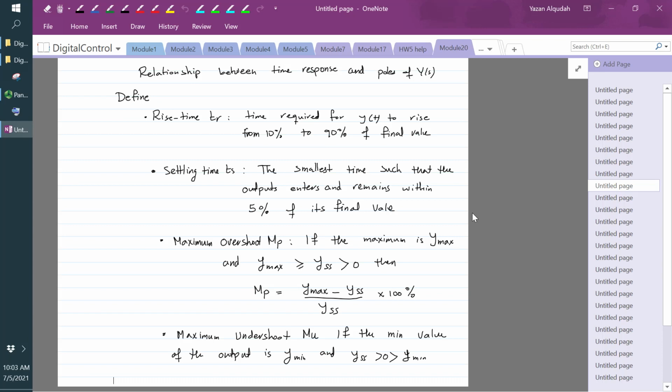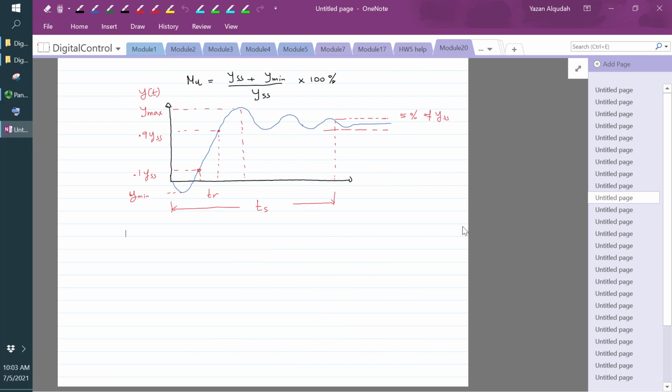And we can also define a maximum undershoot if the minimum value of the output is less than y minimum, if the steady state value is greater than 0 and greater than y minimum. And let's look at the graph to illustrate all this. So if this is the response of the system in general, and it has an overshoot, then we can define the maximum undershoot, maximum overshoot, y max, y min.